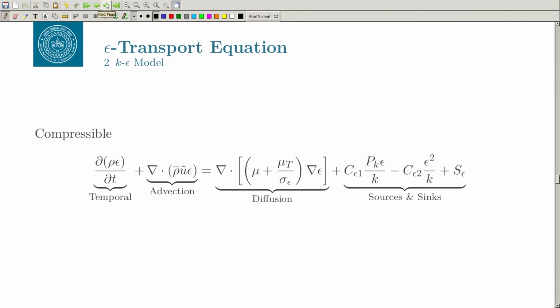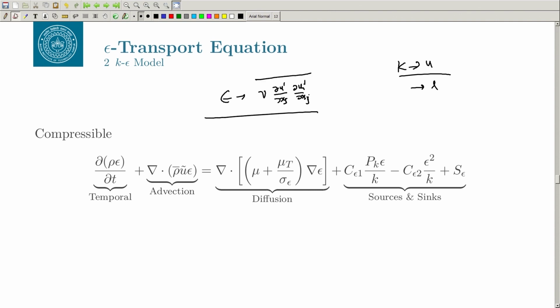Now you need another equation, right. The kinetic energy equation can give you only the velocity scale. You also need another scale for your length. Now different models use different dynamical equations for them. Because you are talking about the epsilon model, I am going to talk about the epsilon transport equation. So epsilon is nothing but, as we saw earlier, nu del u prime by del x j del u prime by del x j. This is basically how the kinetic energy is getting dissipated, right. So it is a dissipation rate. We want to find out an equation for this.